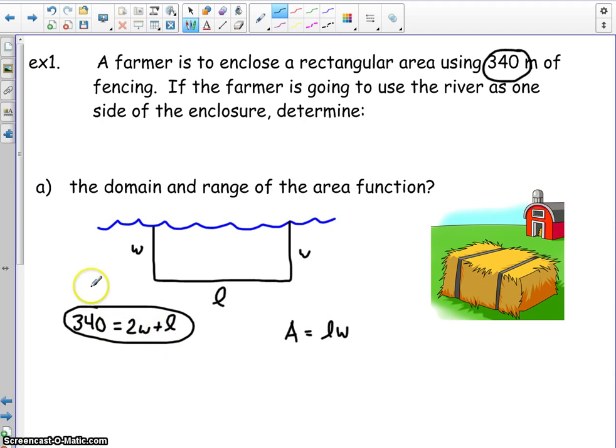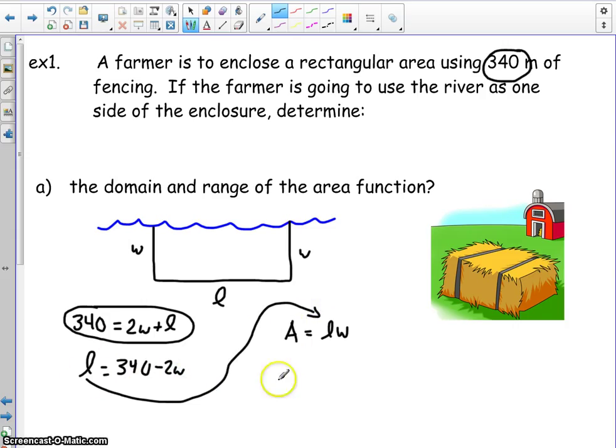So what I'm going to do now is take this perimeter equation and isolate for one of the variables. The easiest variable to isolate is going to be L, so this gives me L equals 340 minus 2w. Okay. And I can substitute that into my area function that I've just created. So area will be equal to, instead of L, 340 minus 2w, times w.